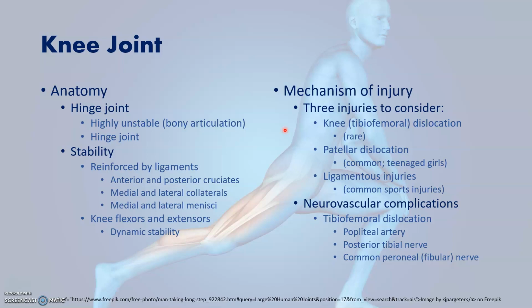The less serious injuries are not usually associated with neurovascular complications, but tibiofemoral dislocation may be associated with injuries to the popliteal artery, posterior tibial nerve, or common peroneal nerve.